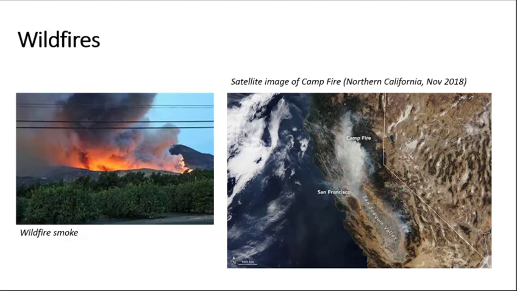PM10 and PM2.5 concentrations during major wildfire events are generally many times higher than ambient air standards for PM10 and PM2.5. The photograph on the left shows the black smoke associated with wildfires, and the photograph on the right is taken from space of the major Camp Fire wildfire episode of November 2018, which affected a wide area of Northern California for a couple of weeks.